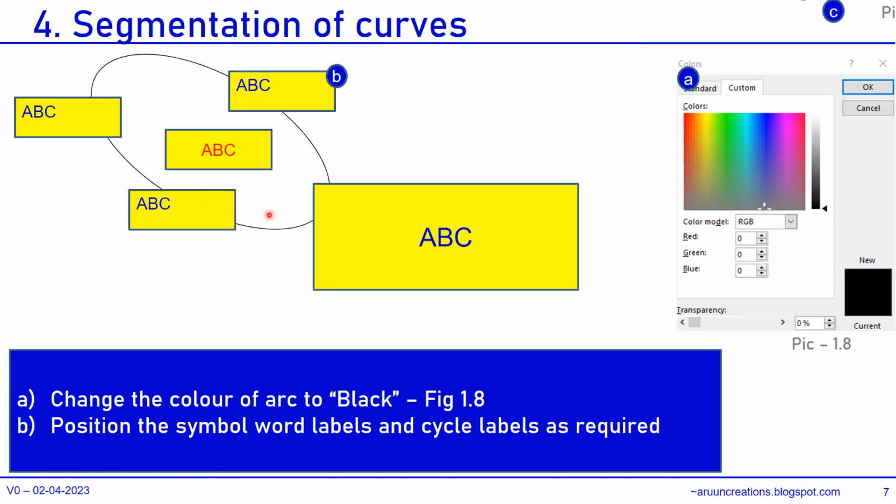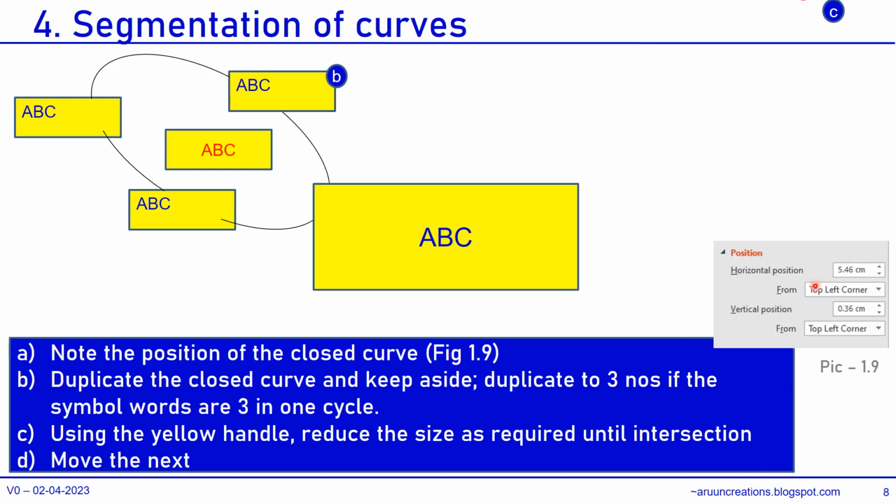Now after positioning it, I wanted to segment it. This is only one, so I want to make it four. First I will bring in the themes, which is already here. The symbol labels and the cycle label I have put inside, and I also made the color black, which is what we normally use in the physical version. I also wanted to note the position of it. For example, in this illustration, you can find 5.46 and 0.36. This is the position of this closed curve after it is oriented. So this is quite important.